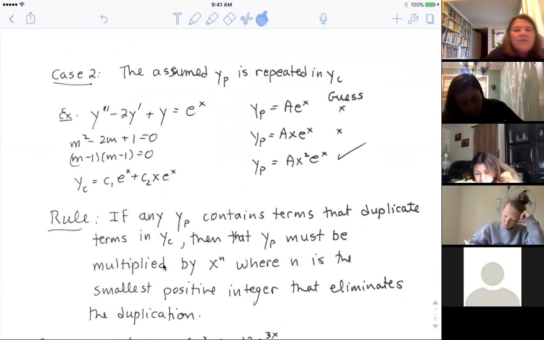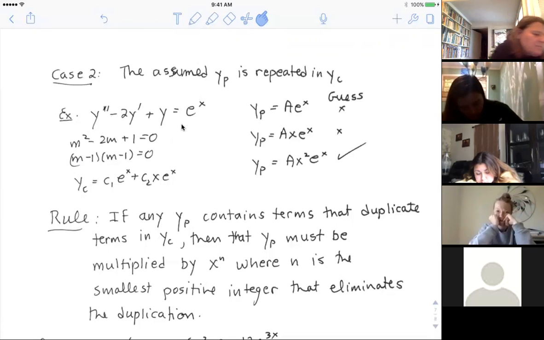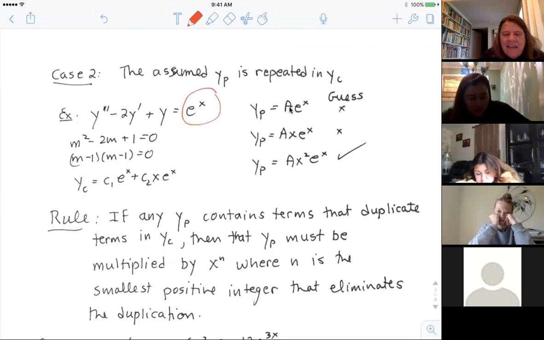Case 2 is if there is a problem. And if I look at this one, there's the DE, it's equal to e to the x. The YC, that's a repeated root, so it'll be C1 e to the x plus C2 x e to the x. My initial guess, because of this e to the x, is A e to the x. But you know what? There's a constant times e to the x term. That's no good. That would be sucked up in this piece.